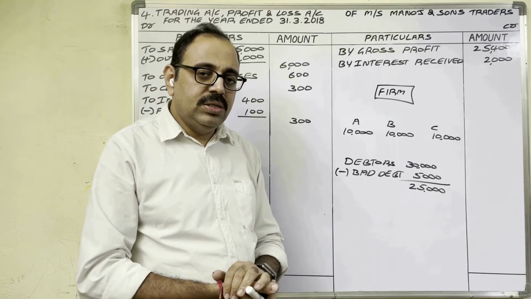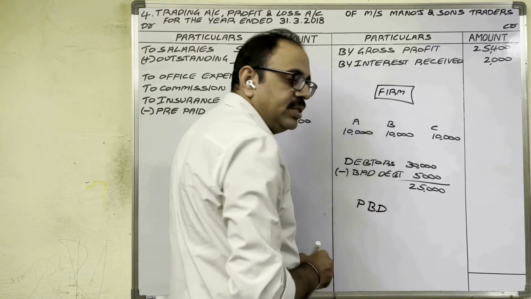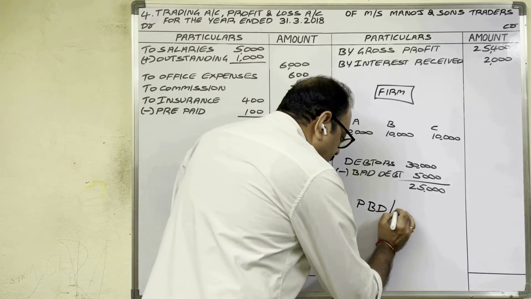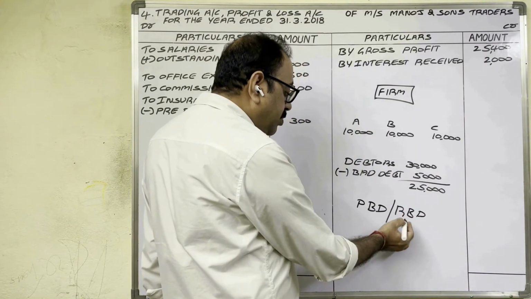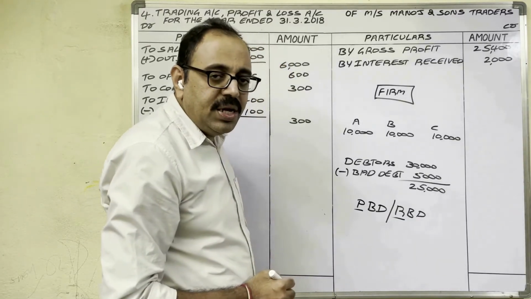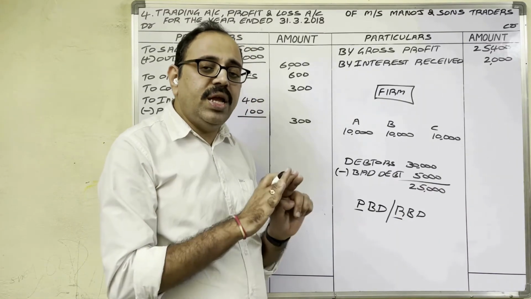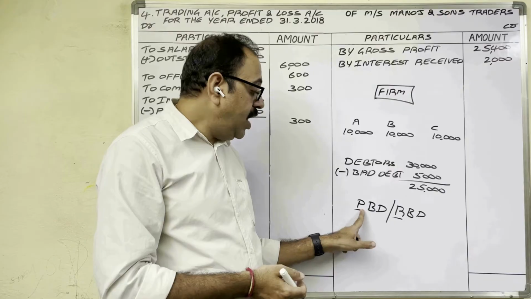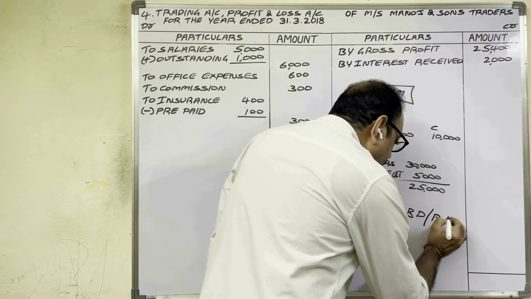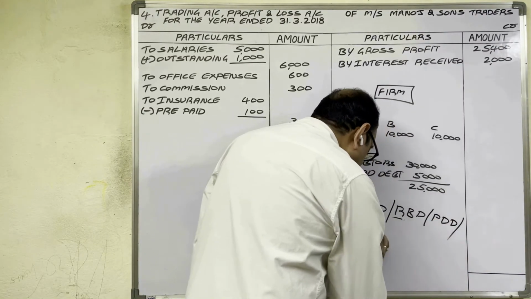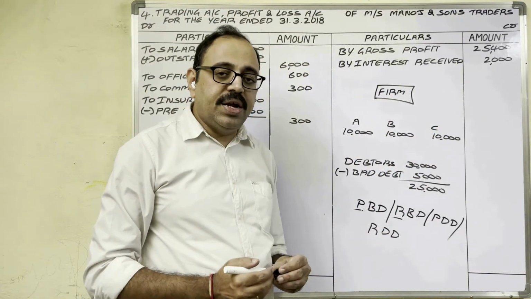Then how to record this? The appropriate word is provision for bad debts, also known as reserve for bad debts. Actually speaking, there is a difference between reserve and provision. But here you need not bother about the difference because in these two cases accounting adjustment is same. So PBD or RBD, any word we can use. Otherwise, provision for doubtful debt. Otherwise, reserve for doubtful debt. All are same.